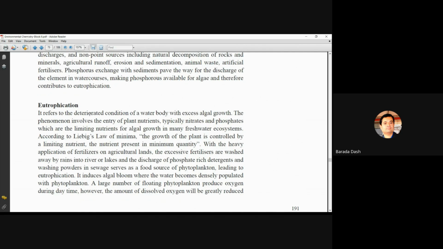It refers to the deteriorated condition of a water body with excess algal growth. The phenomenon involves the entry of plant nutrients, typically nitrates and phosphates. If plant nutrients are there in the pollutants, they go to the water bodies, and then they help the growth of algae. Algae and weeds will grow rapidly, and that will completely destroy the lake or pond where it goes and mixes. So that development of algae, weeds, and unwanted plants is called eutrophication.